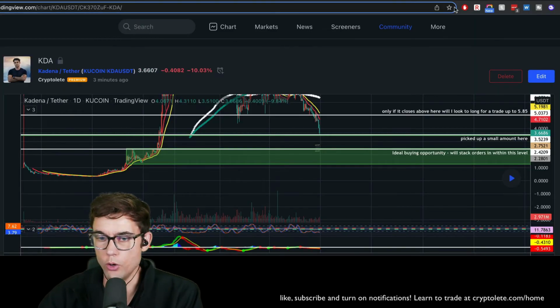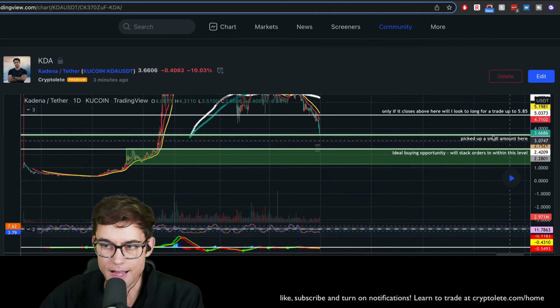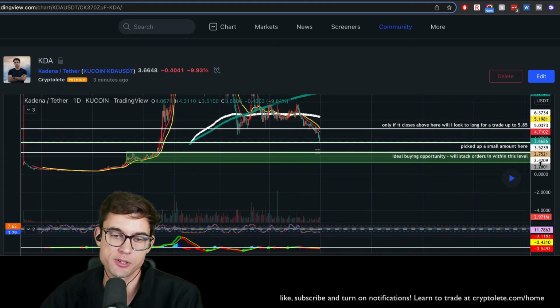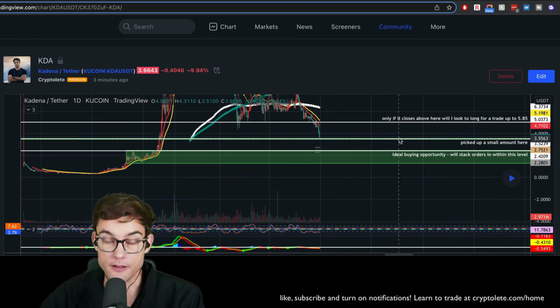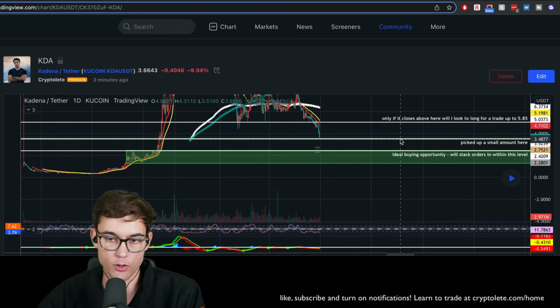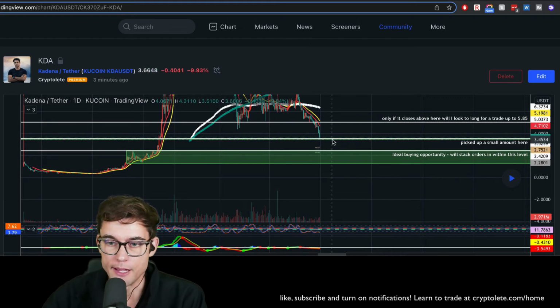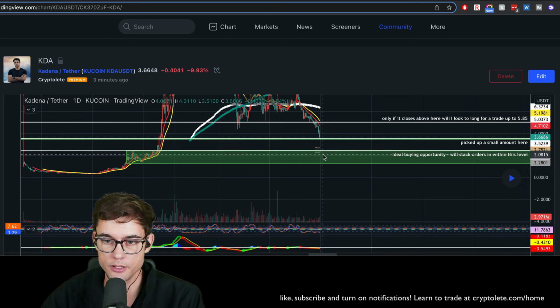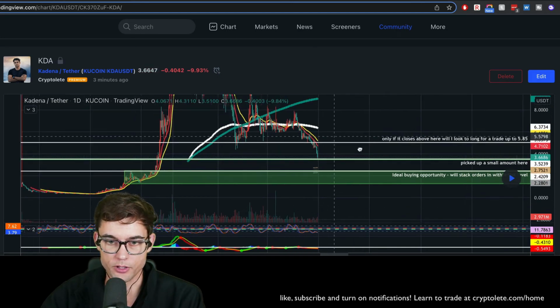Okay, so for Kadena, I have like 1%. For Kadena, I want 5% of my portfolio to be in Kadena, of my long-term investment portfolio, not my overall portfolio. And so I have 1% in right here, and I have another 4% stacked down here, and here. So that's what I'm doing for Kadena.